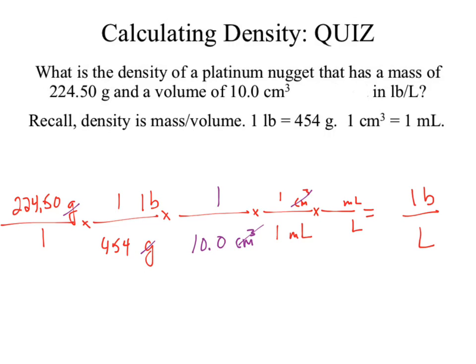Milli means 10 to the negative third. The power of 10 always goes with the core unit. 10 to the negative third, 1. What happens with my units? Milliliters cancel, and I would end up with pounds per liter, and I've got my work set. All I've got to do is enter it into the calculator.